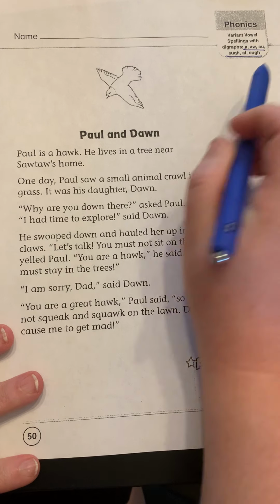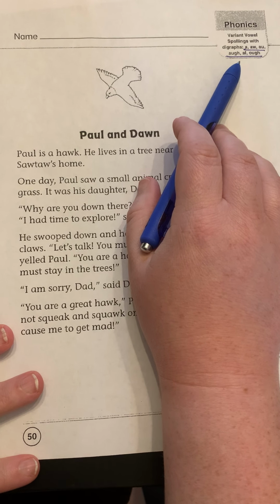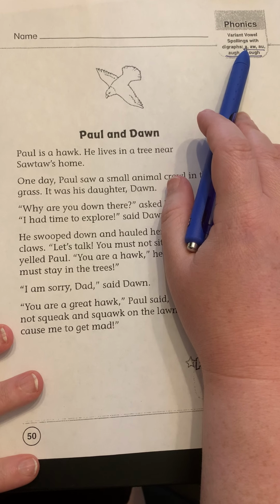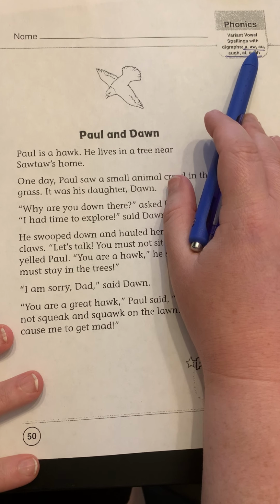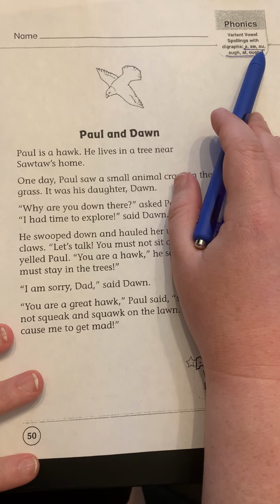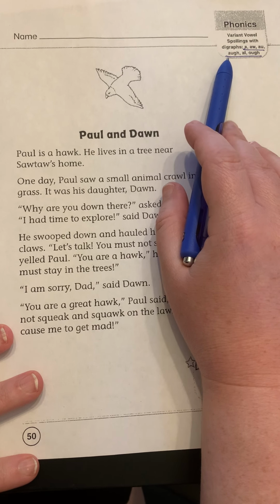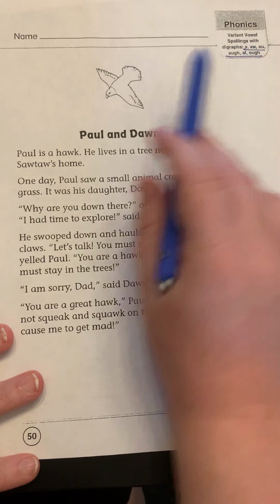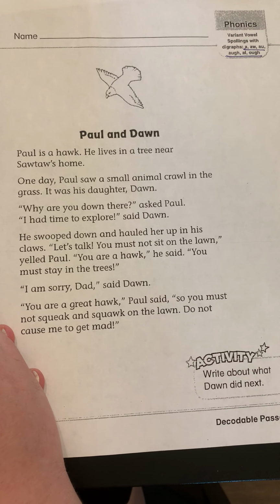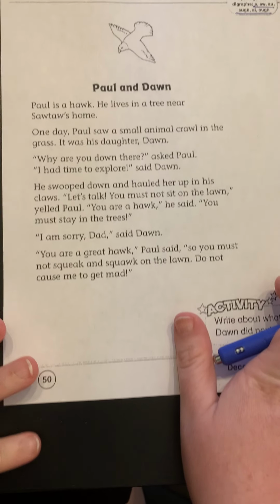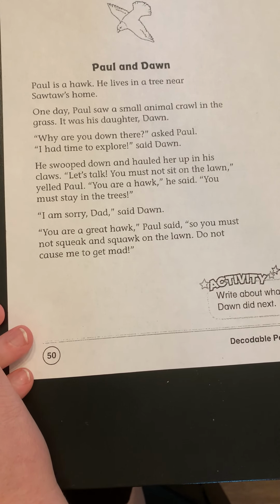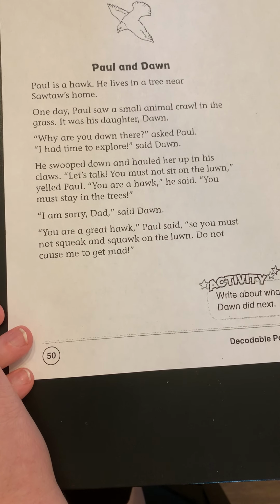So there's certain letters and letter combinations that make the aw sound when we read, and that might be with the letter A, A-W, A-U, A-U-G-H, A-L, and O-U-G-H. So there are a lot of letter combinations we're looking for. I'm going to read this story all the way through, and then we will go back and circle all of the aw words together.